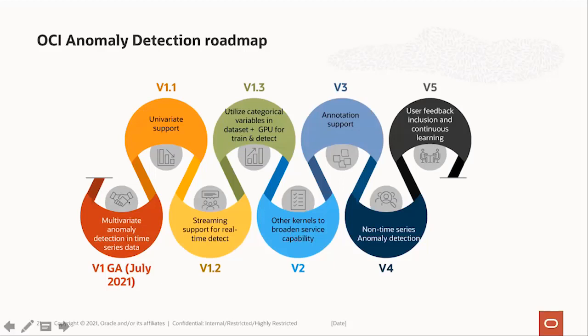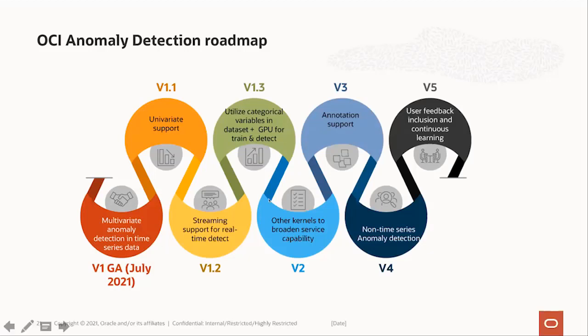What we have right now is multivariate time series anomaly detection, which is already GA. You can use it today. And if you need any support from us for running a pilot implementation for a particular use case, please contact us, and we would be happy to jump on a call, storyboard a use case, and work with you.